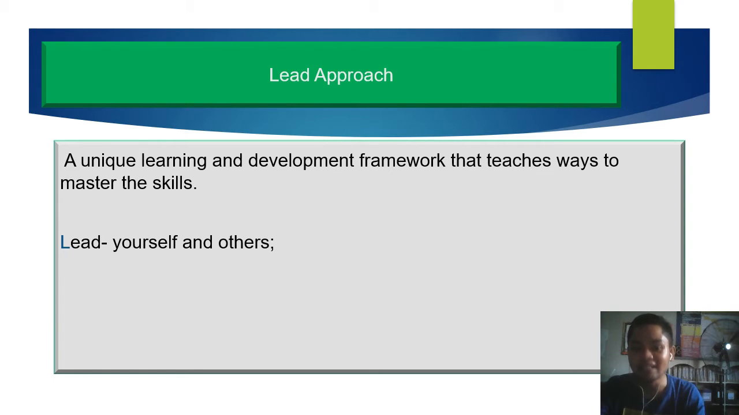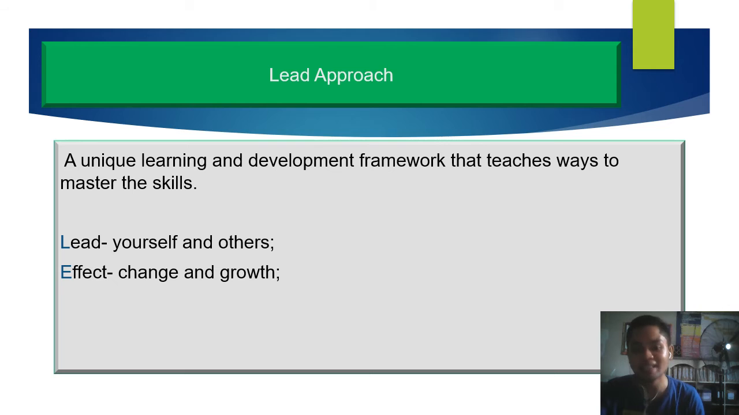First, L stands for lead yourself and others. As a 21st century learner, it is important for us to stand on our own, like yourself and others, how you communicate, how you collaborate with your friends. It's quite different at this moment where the pandemic arose and we are not allowed to gather or have face-to-face classes. But this is actually applicable to how you manage yourself with your family members. So, lead yourself and others.